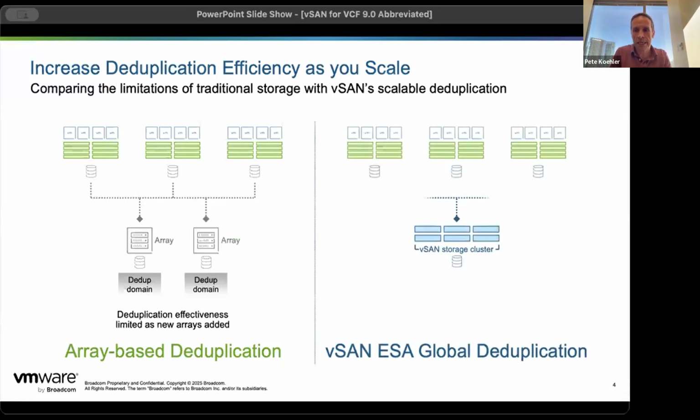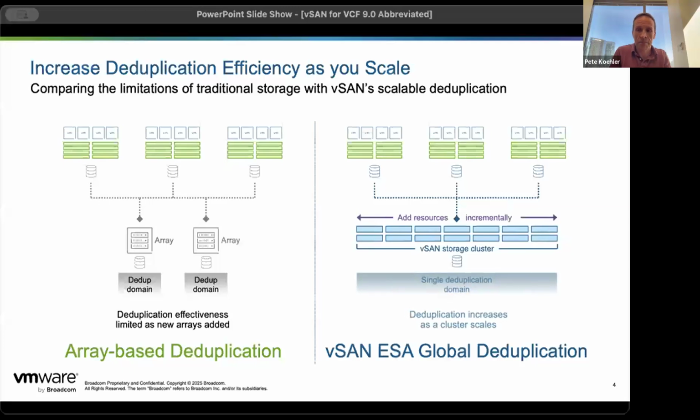Well, with global deduplication within vSAN ESA, it's really quite different. As you scale and add additional hosts within a vSAN cluster, it automatically increases the domain, or the boundary, in which we can look for duplicate blocks. That means that it becomes much more efficient as the size of the cluster actually grows. And so this is really counter to some of the characteristics and capabilities that a traditional storage array has when it comes to deduplication. So we're really excited about this feature, and we look forward to introducing even more with it.